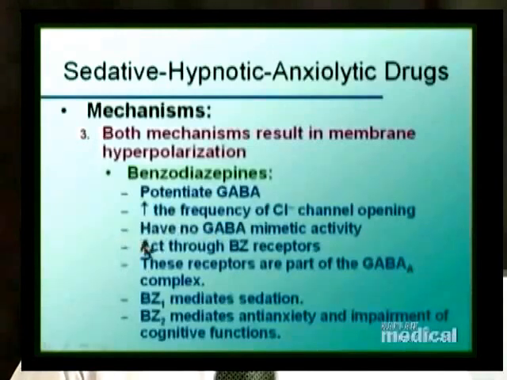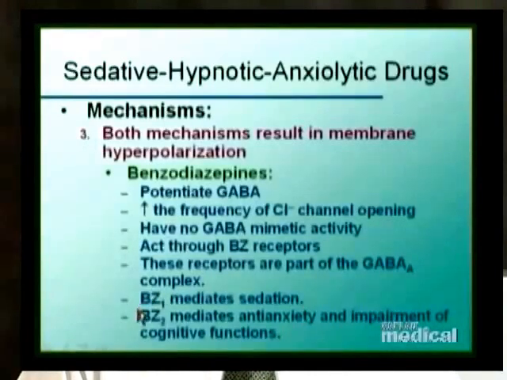Now, benzodiazepines are said to act through benzodiazepine receptors. Remember that these receptors are part of the GABA A complex, and we can distinguish two subtypes of binding sites. They're referred to as BZ1 and BZ2. A BZ1 receptor mediates sedation. A BZ2 receptor mediates anti-anxiety and also impairment of cognitive functions.